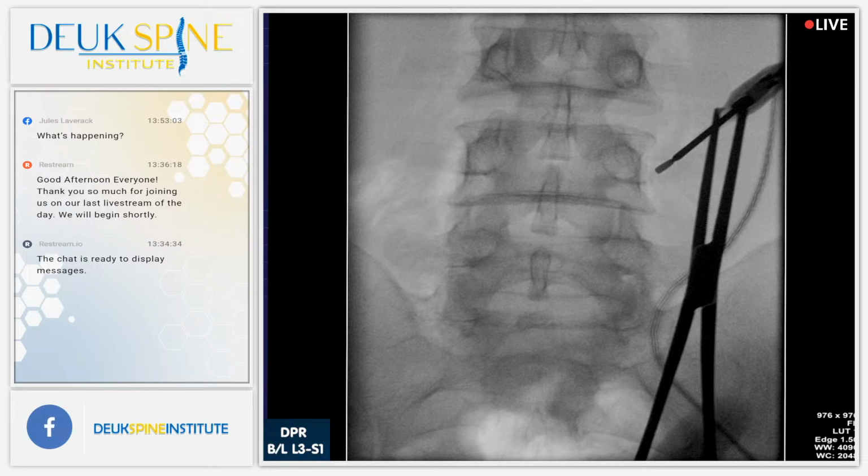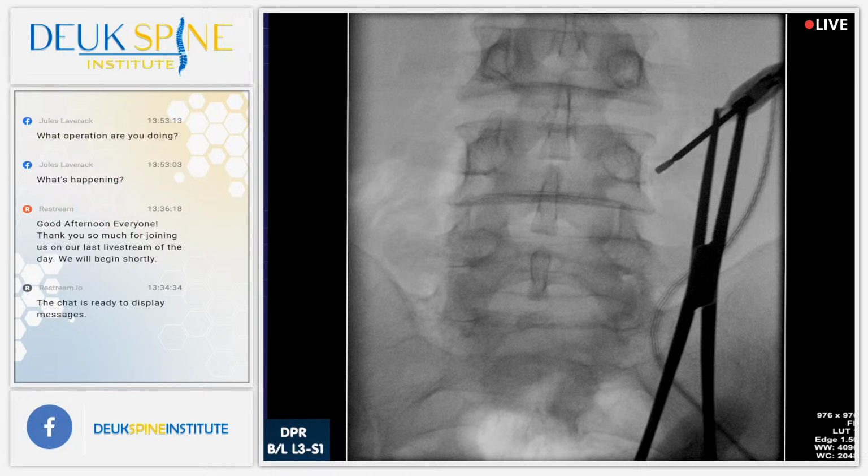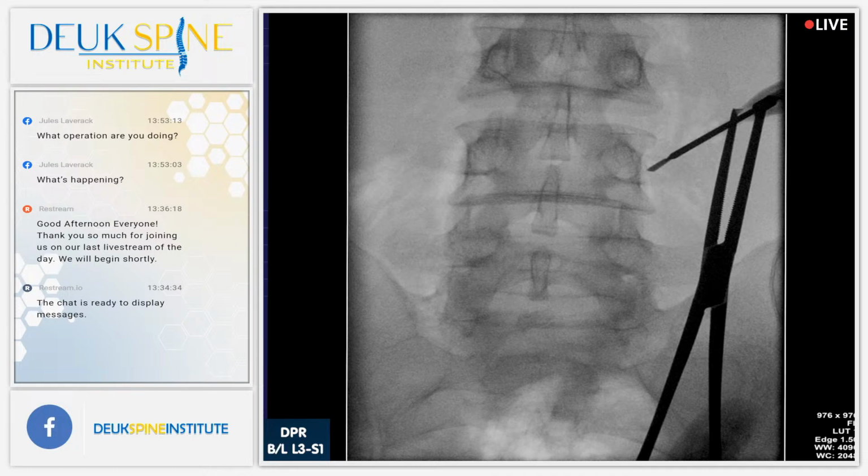We have a question from Jules on Facebook. They asked, "What's happening? What operation are you doing?" So, a second most common cause of back pain comes from the facet joints, which are little joints in the back of the spine. They're paired right and left. And in this particular patient, that's where his pain's coming from.